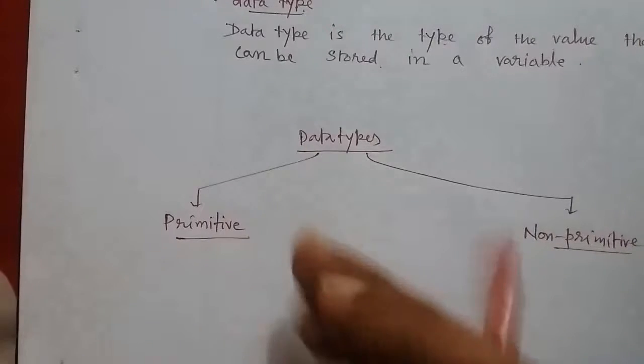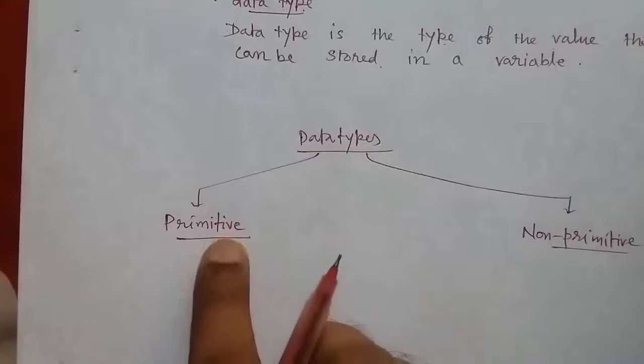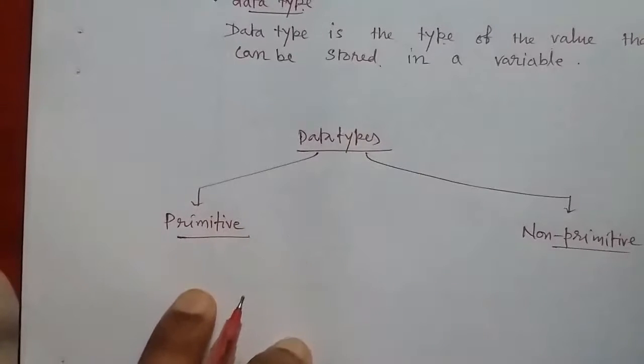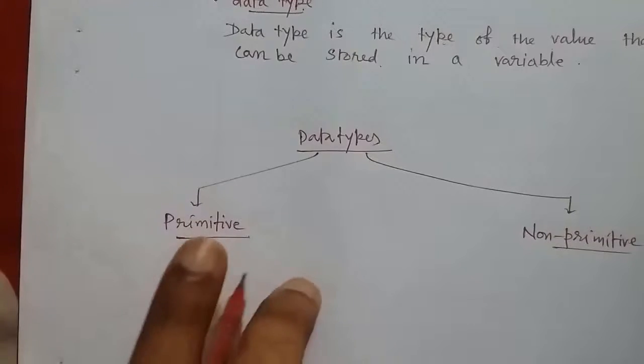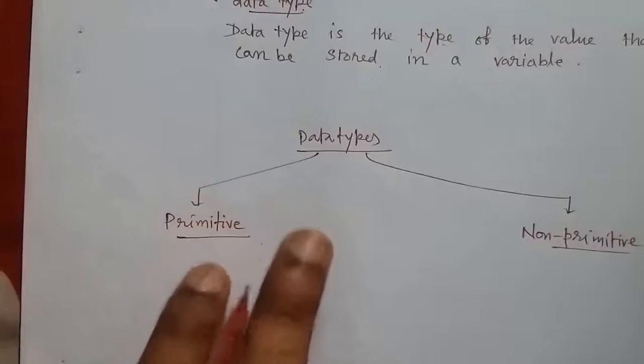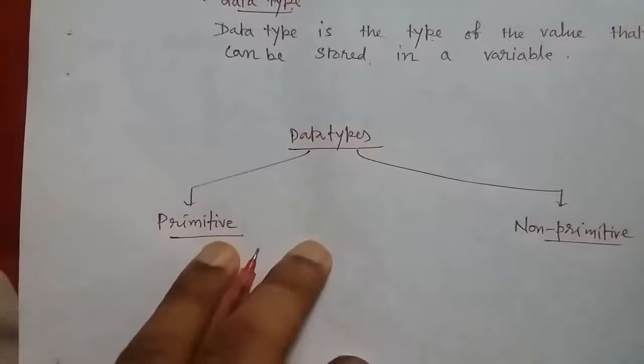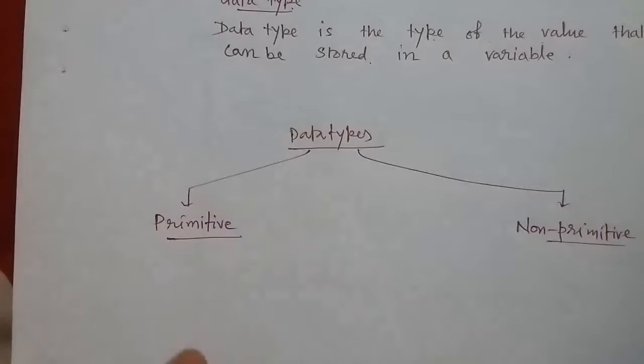Primitive data type means the data types. What is the meaning of primitive? Primitive means fundamental component that may be used to create larger parts or larger objects, isn't it? So primitive data types means the data types which are built-in data types of Java and are used.